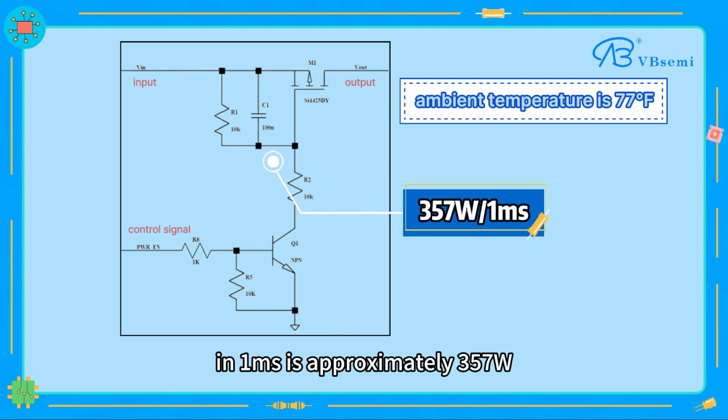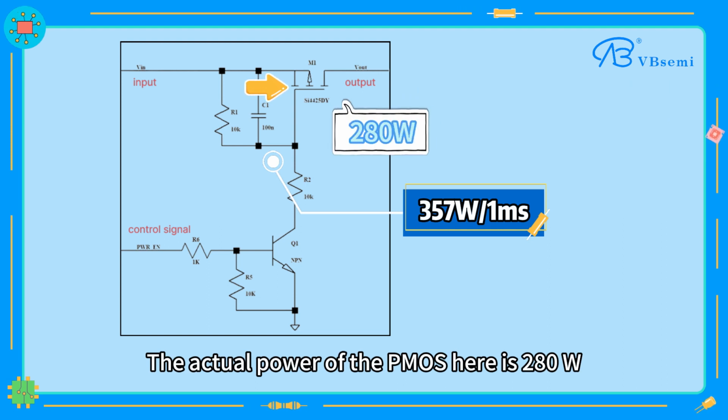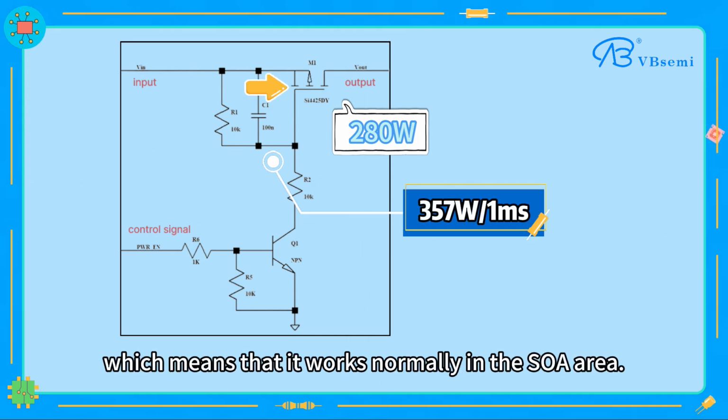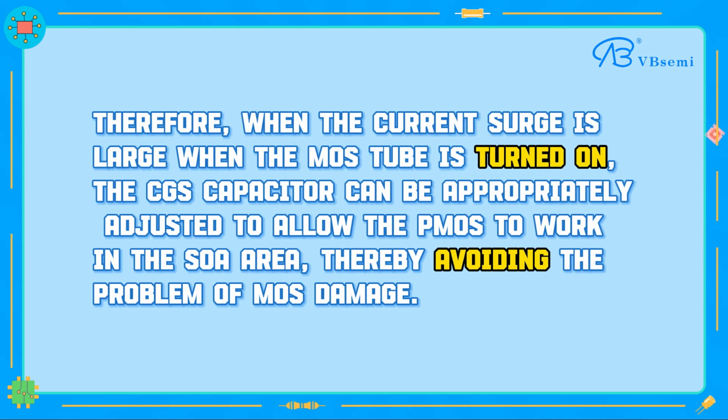Assuming that the ambient temperature is 77 degrees Fahrenheit, the instantaneous power that can be sustained in 1 millisecond is approximately 357 watts. The actual power of the PMOS here is 280 watts, which does not exceed the limit, which means that it works normally in the SOA area. Therefore, when the current surge is large, when the MOS tube is turned on, the CGS capacitor can be appropriately adjusted to allow the PMOS to work in the SOA area, thereby avoiding the problem of MOS damage.